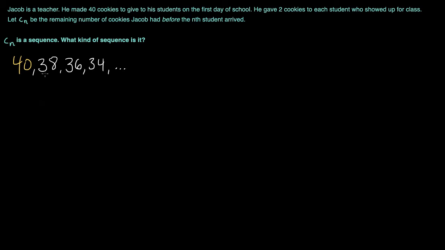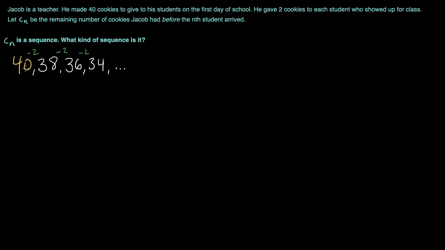The next thing we want to figure out is, is this a situation where we have common differences or common ratios? In other words, are we adding or subtracting the same number at each step, or are we multiplying or dividing by the same number at each step? Well, since he's giving away 2 cookies at each step, we know that we are subtracting the same number at each step. We're subtracting 2 at each step. So 40 subtract 2 is 38. 38 subtract 2 is 36. 36 subtract 2 is 34, and so on. So this is the sequence.